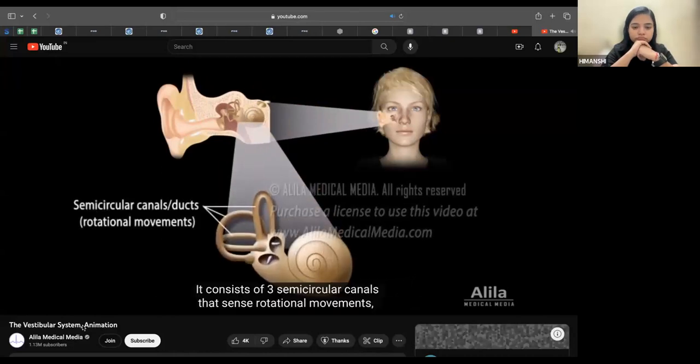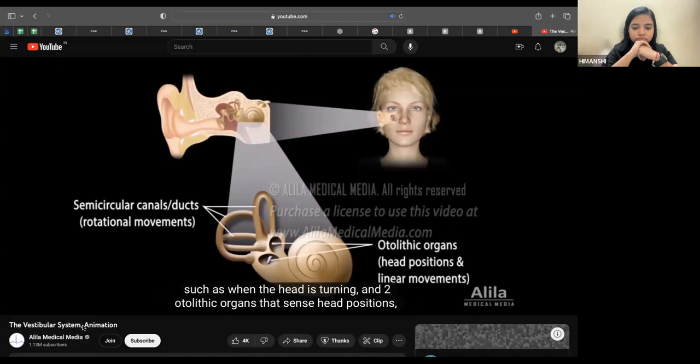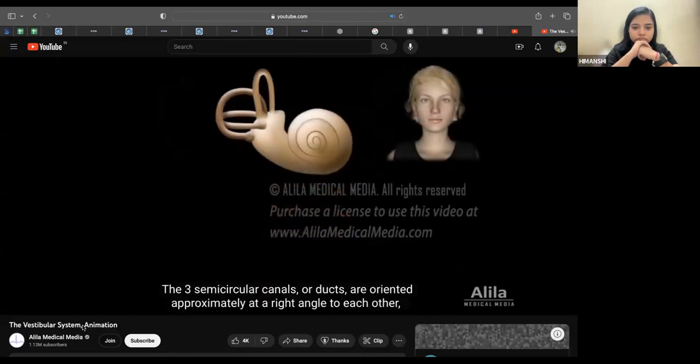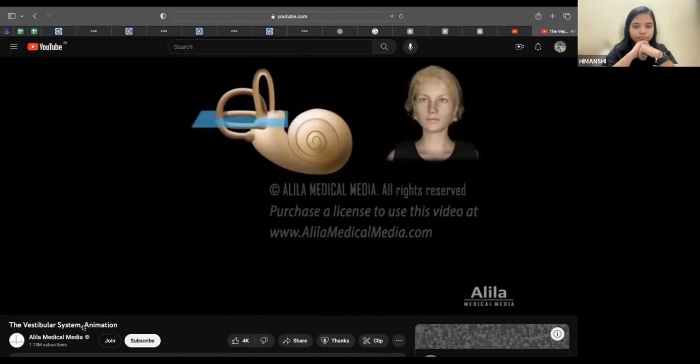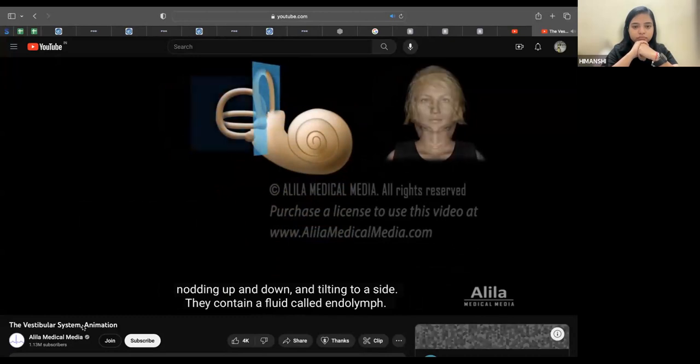It consists of 3 semicircular canals that sense rotational movements, such as when the head is turning, and 2 otolithic organs that sense head positions, as well as straight-line motions, such as when riding in a car or elevator. The 3 semicircular canals, or ducts, are oriented approximately at a right angle to each other, each corresponding roughly to one of the 3 planes of motion, turning left and right, nodding up and down, and tilting to a side.